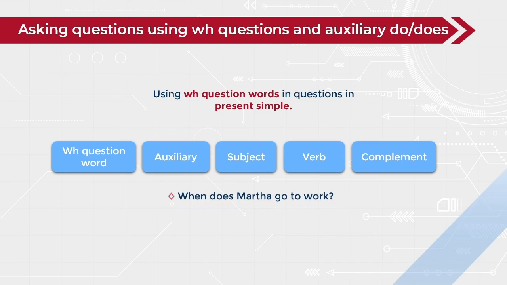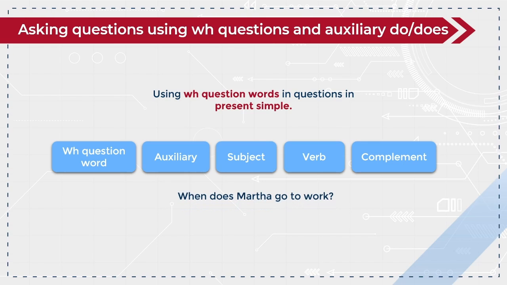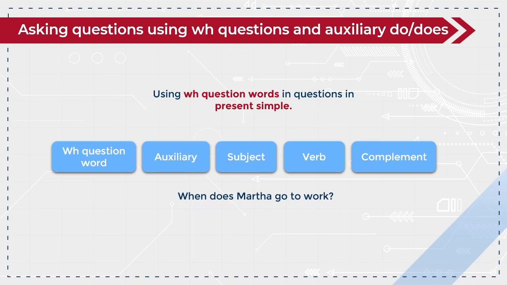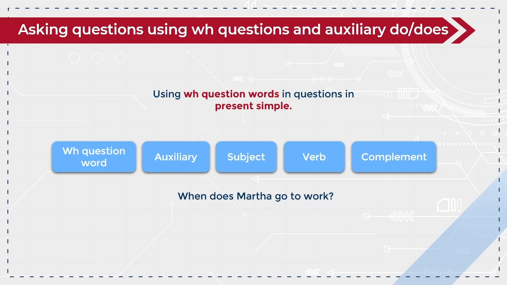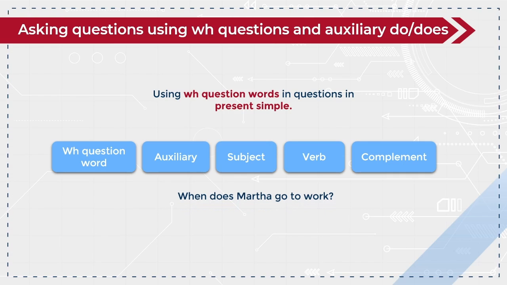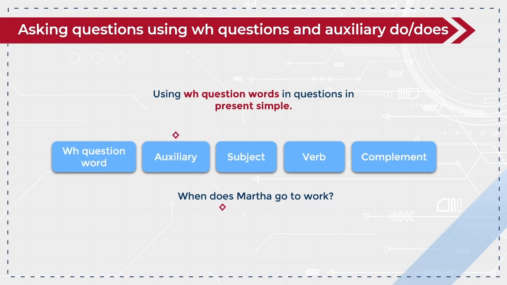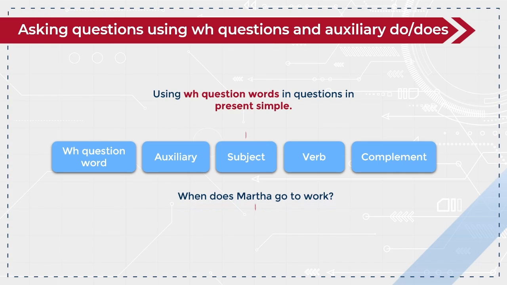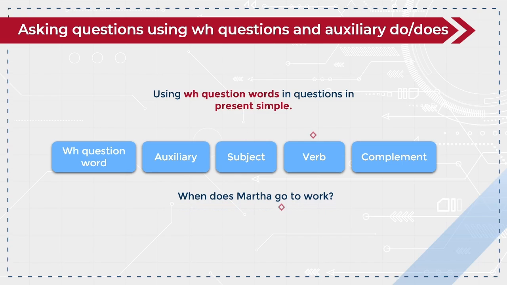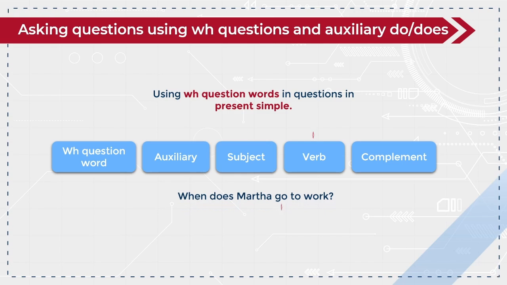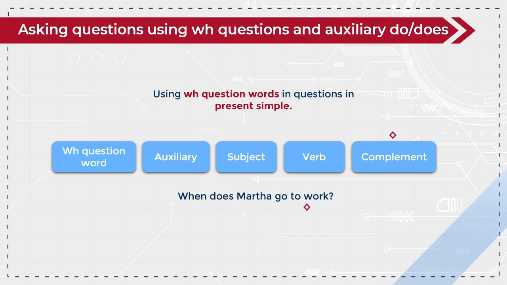For example, when does Martha go to work? In this example, we see clearly the position and the order of the elements previously described. WH word when, auxiliary does, subject Martha, verb go, complement to work.